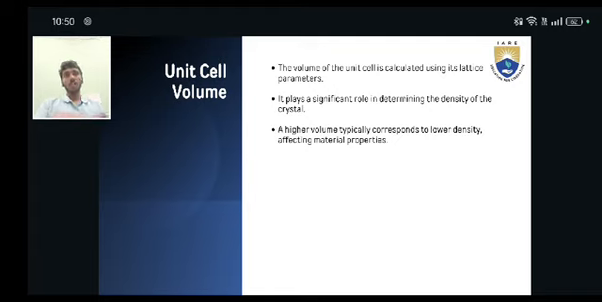For a tetragonal system, two sides are equal but the third side is not equal to the two sides, and all angles are 90 degrees. In this case, the unit cell volume of the tetragonal system is a squared times c, where c is the length which is not equal to the other two lengths. Unit cell volume is expressed in terms of cubic angstroms or cubic nanometers.